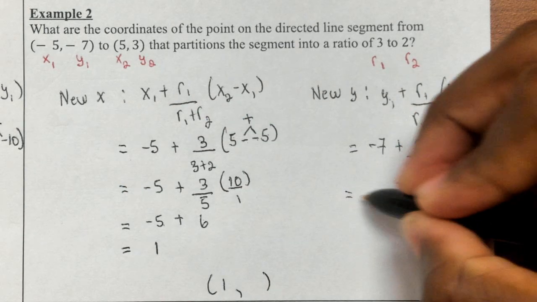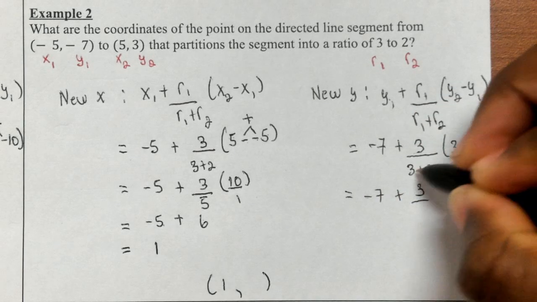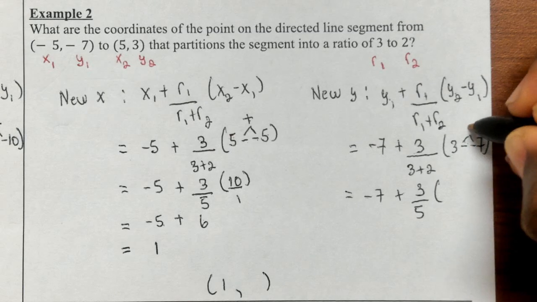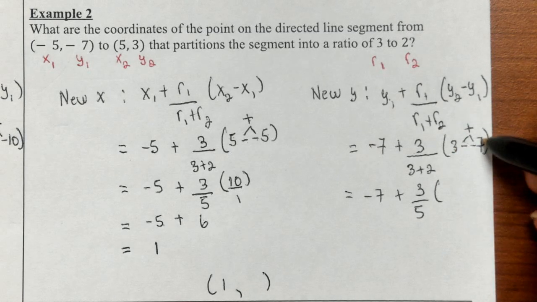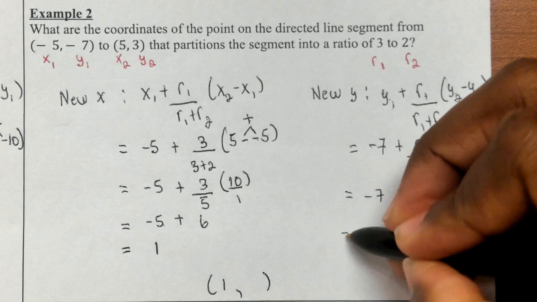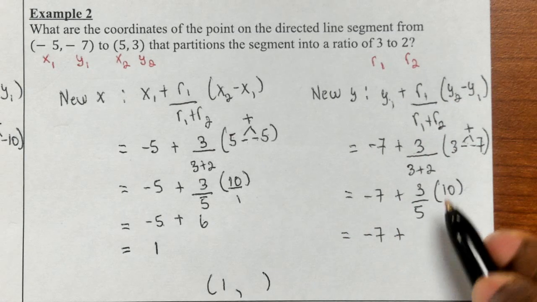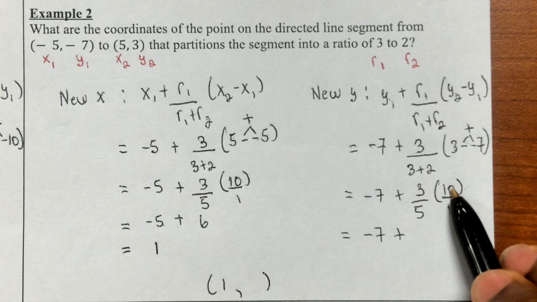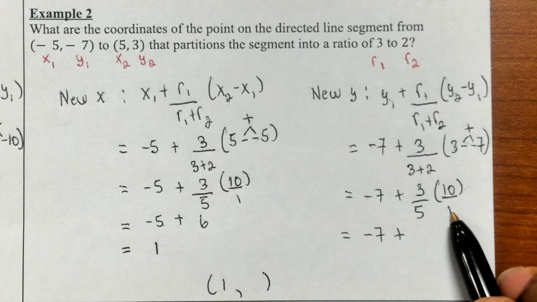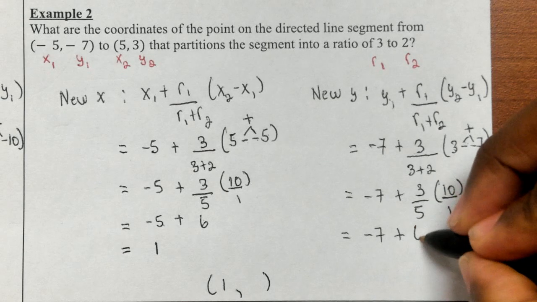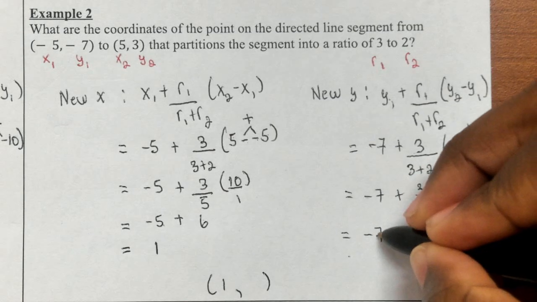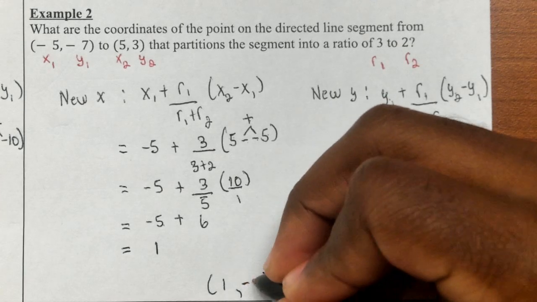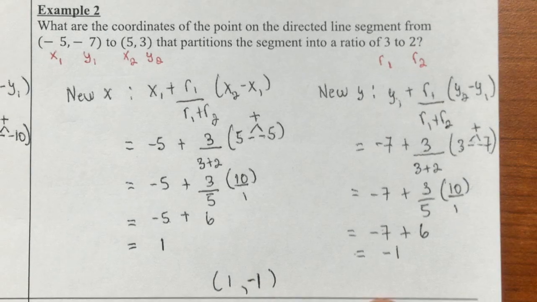So I'd have -7 plus 3 over 3 plus 2 is 5. Here I have 3 minus -7, and a negative beside a negative turns into a positive, so 3 plus 7 is 10. Then I have -7 plus, so again you could do 3 times 10, which is 30, 5 times 1 is 5, 30 divided by 5 is 6. When I calculate this, -7 plus 6 is -1. So the coordinate would be 1, -1.